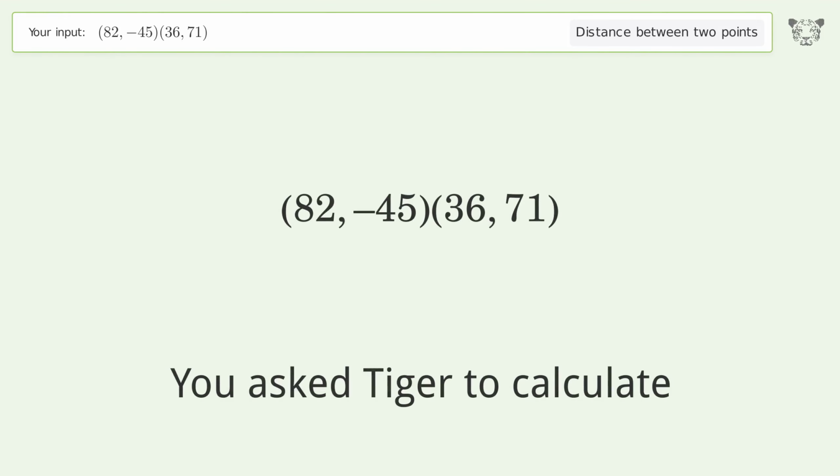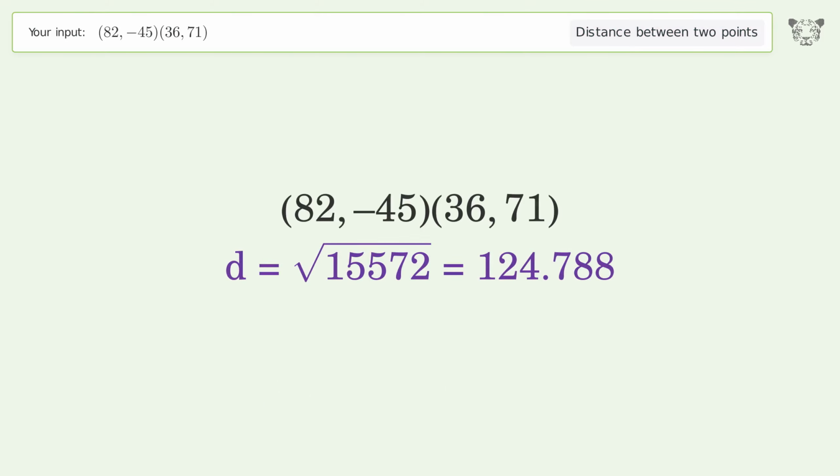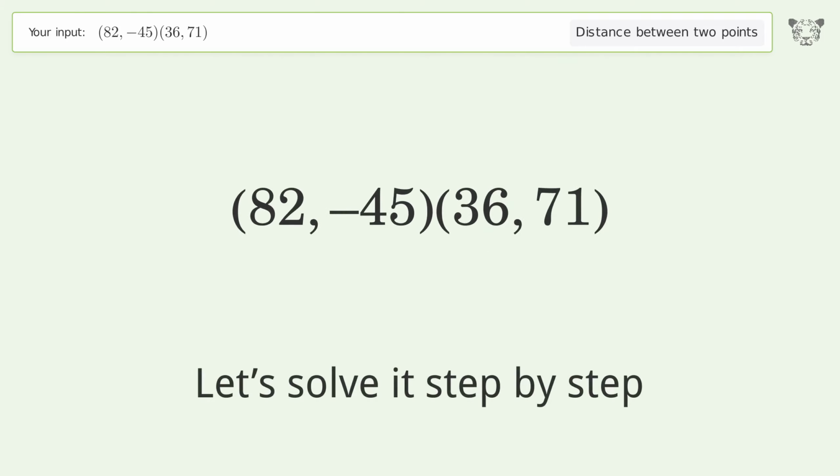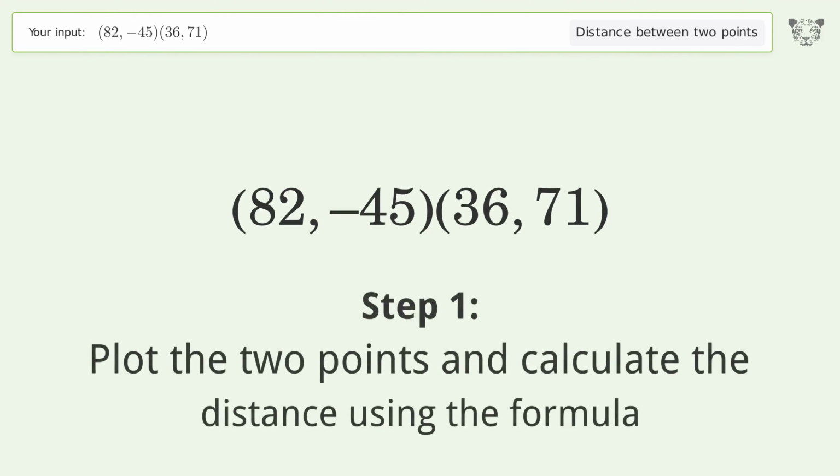You ask Tiger to calculate. This deals with the distance between 2 points. The distance between the 2 points is the square root of 15,572, or 124.788. Let's solve it step by step. Plot the 2 points and calculate the distance using the formula.